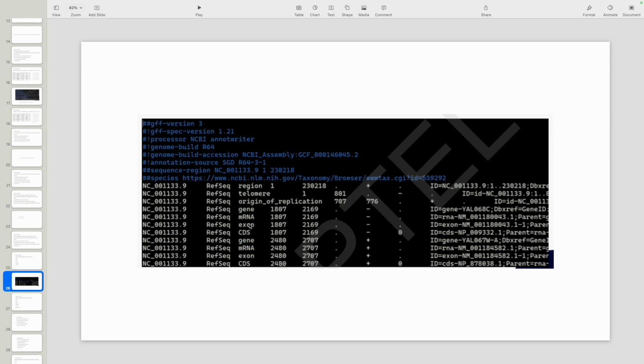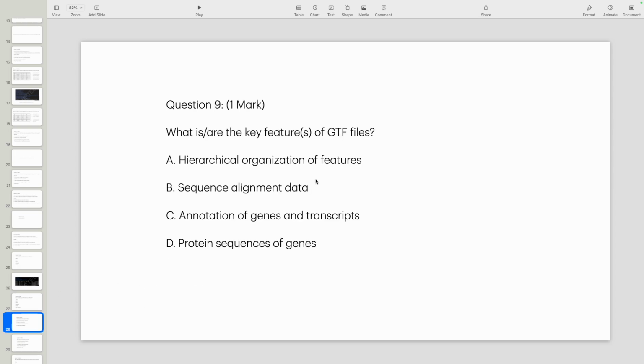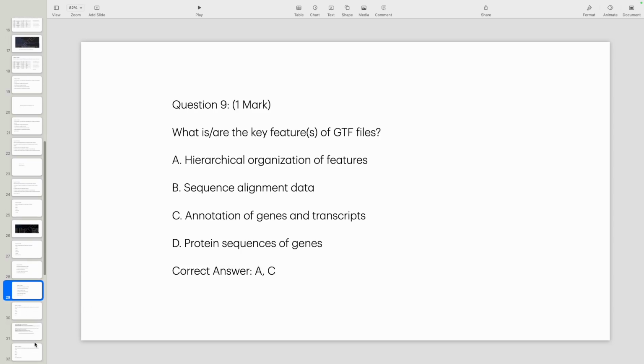Based on the reference number or the position, it is organized in such a way. Apart from the information present in the GFF file, a few additional pieces of information are present. So the correct options would be hierarchical organization of the features and annotation of genes and transcripts. It does not contain sequence alignment data. Also, it does not contain the protein sequences of genes because it is the same as the GFF file. So the correct options would be A and C. We'll move to our next question.